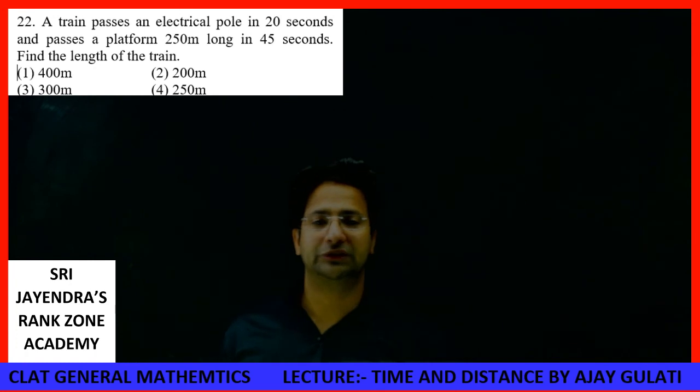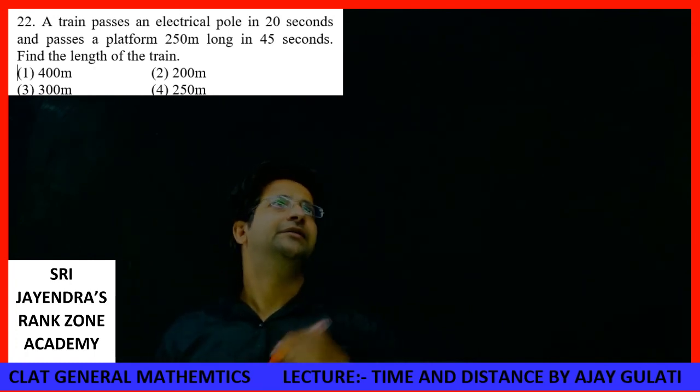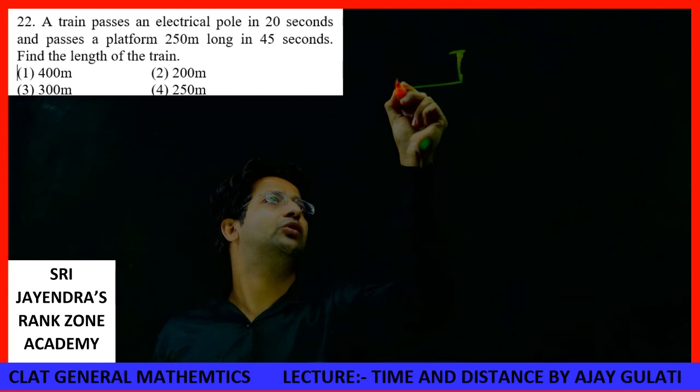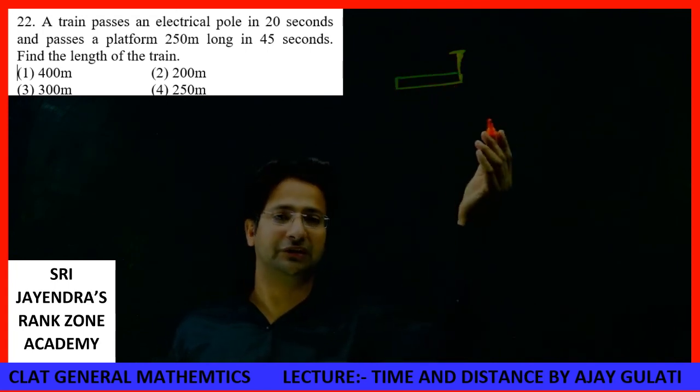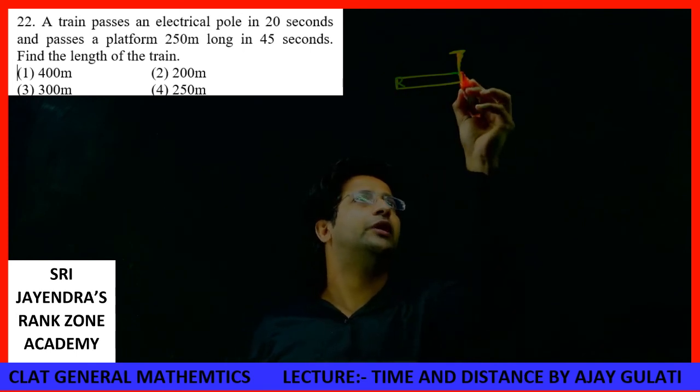One last question, students. A train passes an electrical pole in 20 seconds. See, this is, let's say, a pole. A train crosses this pole in 20 seconds. What does the word crossing mean? Let's say this is the rear end of the train. So this moves over here like this.